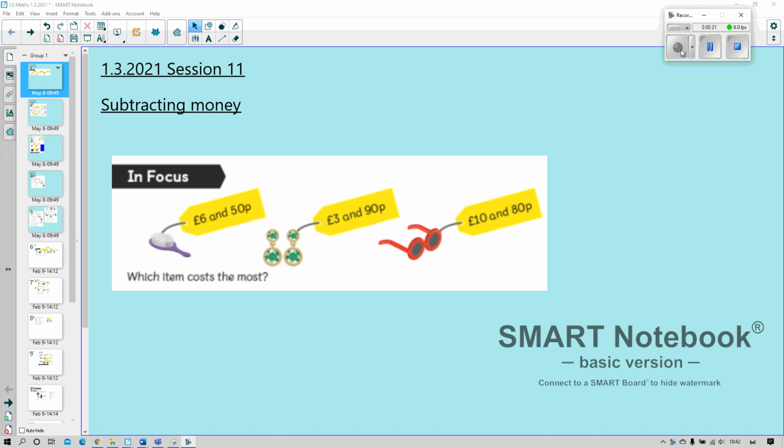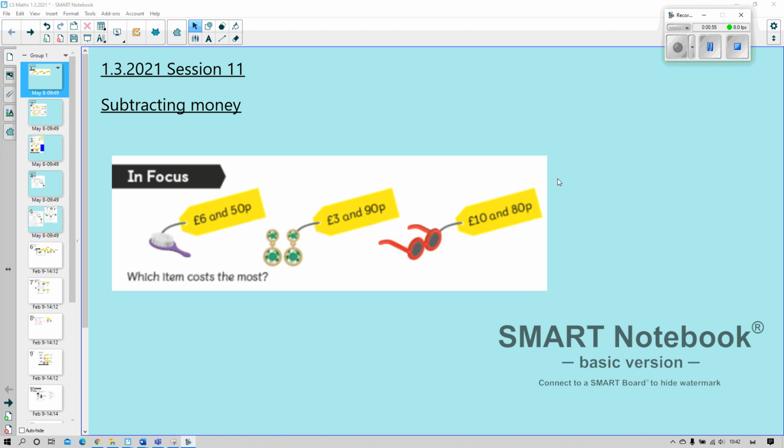Okay, so the in focus today, you've got 3 items for sale. The hairbrush costs £6.50. The earrings cost £3.90, and the sunglasses cost £10.80. Which item costs the most? Of course, that's right, it's the sunglasses. You can see that's obviously more because it begins with a £10.